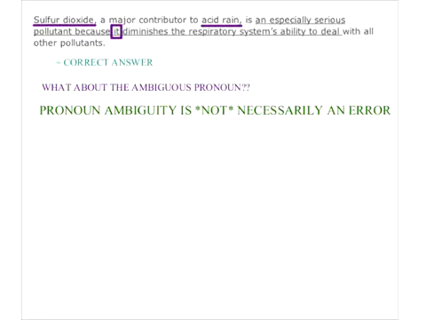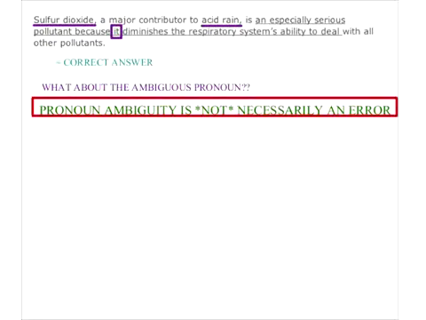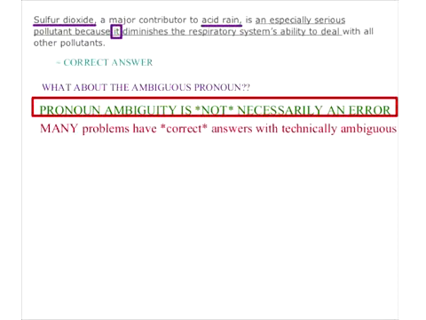In fact, there are lots and lots of problems whose correct answers have technically ambiguous pronouns. So the basic deal then is that you should basically just ignore pronoun ambiguity for the most part.